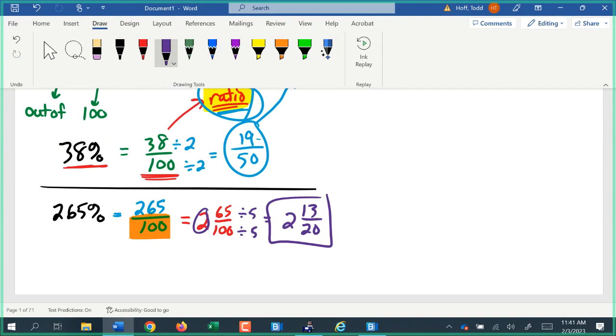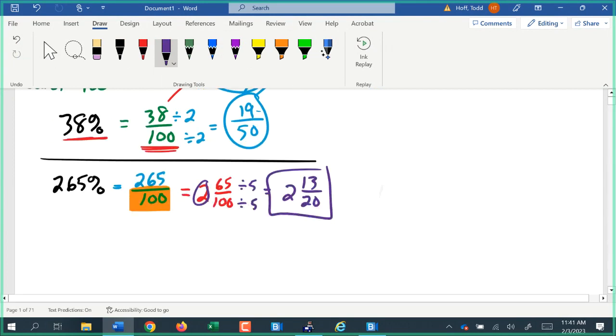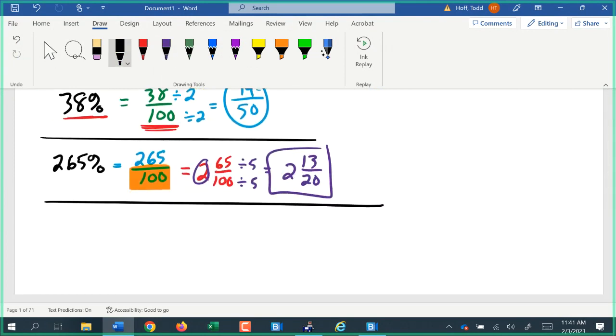Now, one thing, when we actually talk about ratio and proportion directly in Unit 2, we will talk about most of the time we avoid reducing a ratio into a mixed number like that. We tend to leave it as an improper fraction. But in percent applications, for some reason, we choose to reduce that into a mixed number rather than leaving that as 53 over 20.